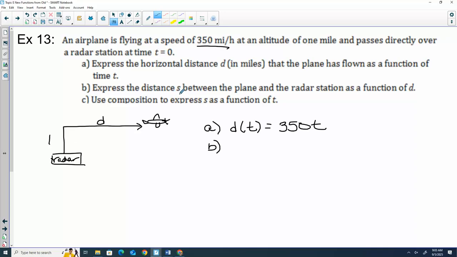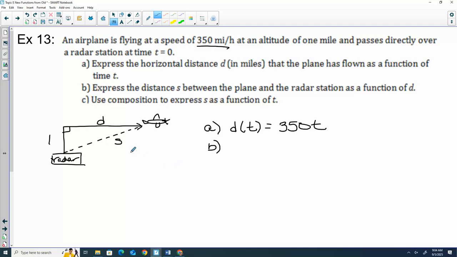Express the distance s between the plane and the radar station. So s is this diagonal here. So this would be a right triangle, as a function of d. So we have to come up with a formula for this s.